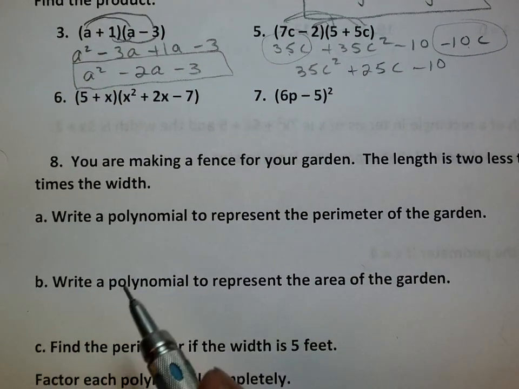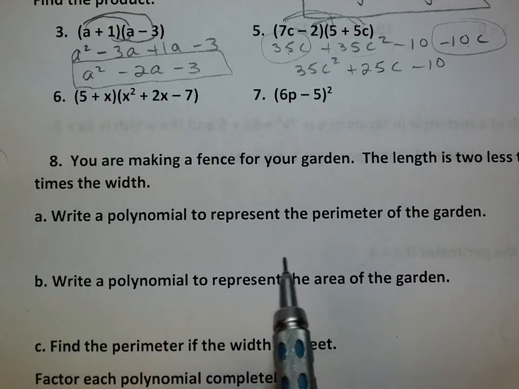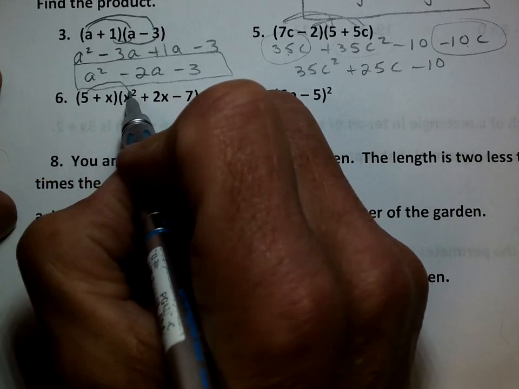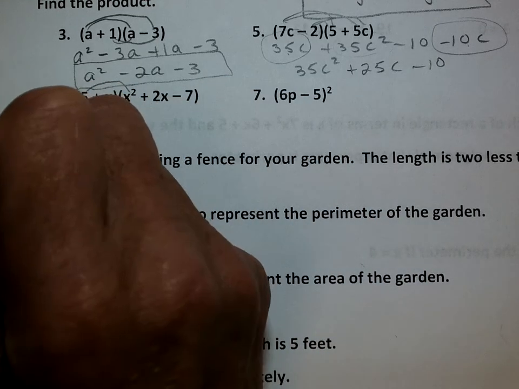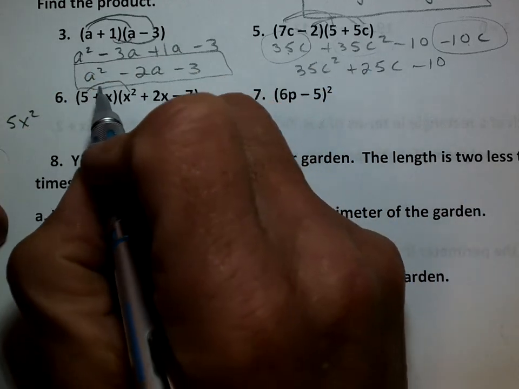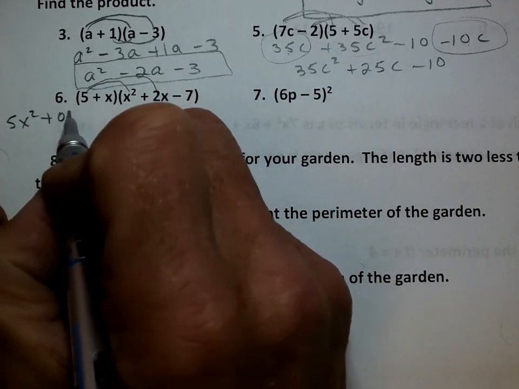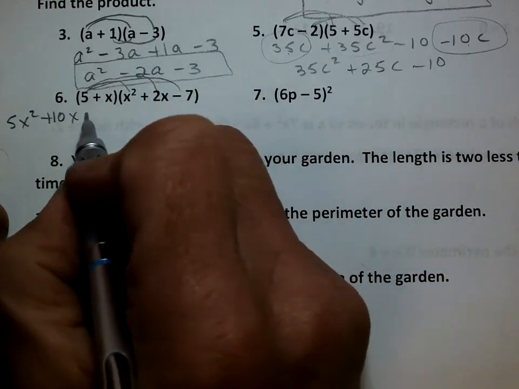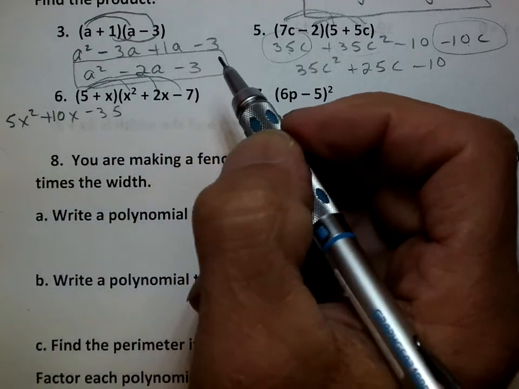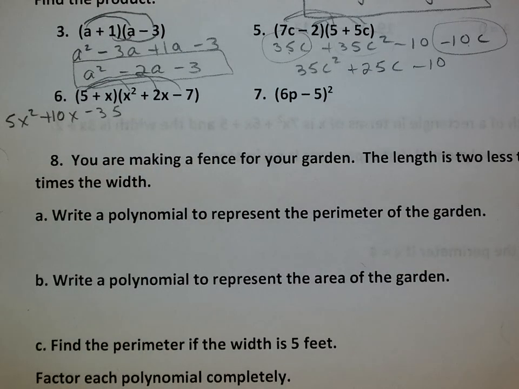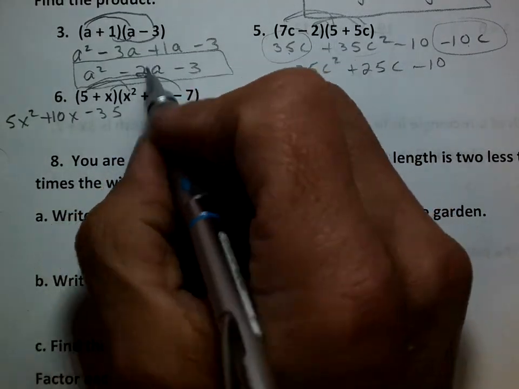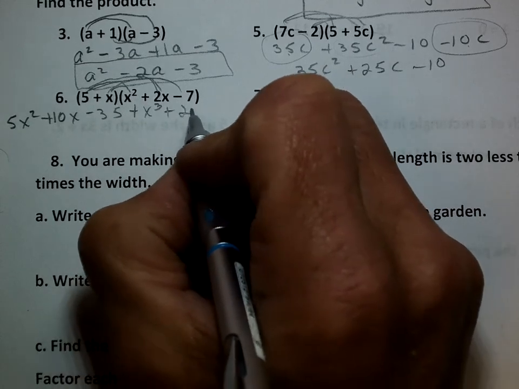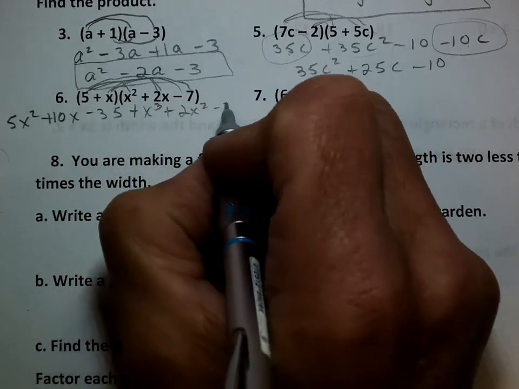6 is the big foil, okay? 6 is the big foil. So I'm going to go through it slowly. Ready? I'm going to get a 5x squared plus a 10x minus 35. Okay, I'm going to do the big foil, right? And now I got to do the x. Doing the big foil. I'm going to do a big foil here plus an x cubed plus a 2x squared minus a 7x. Okay?